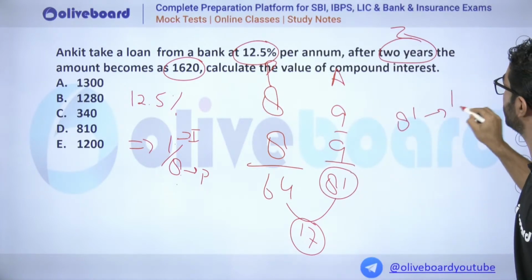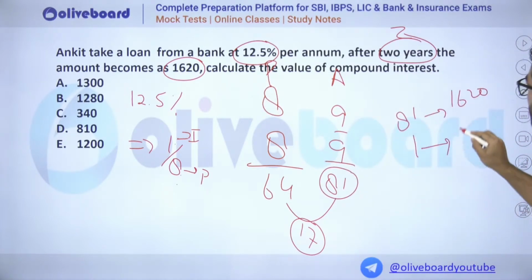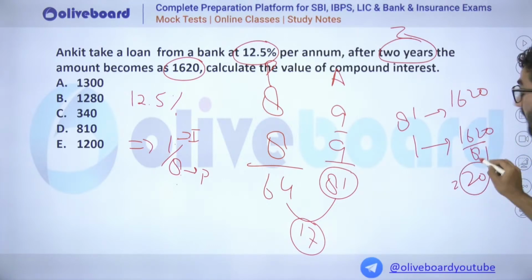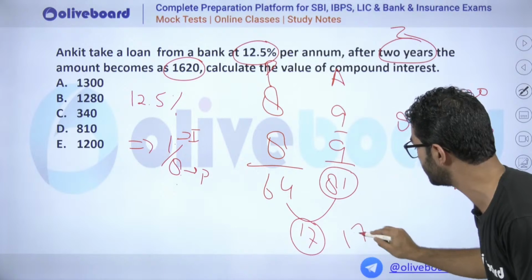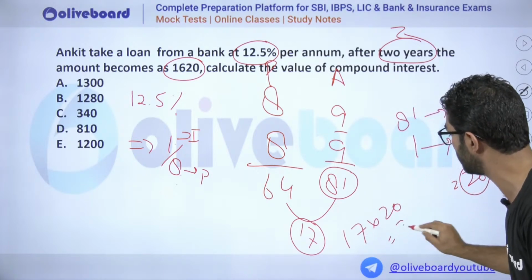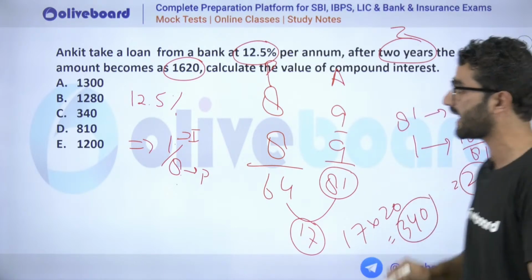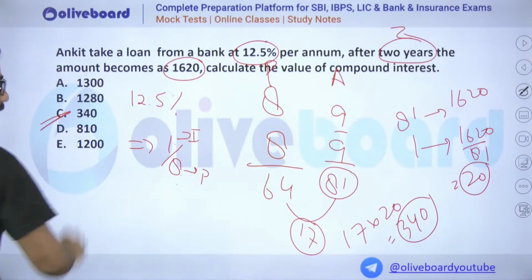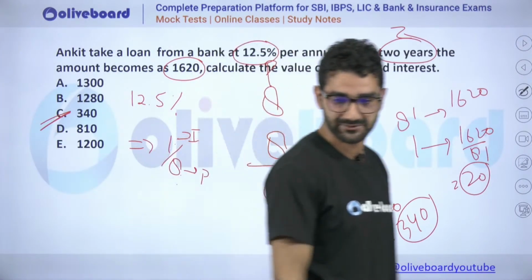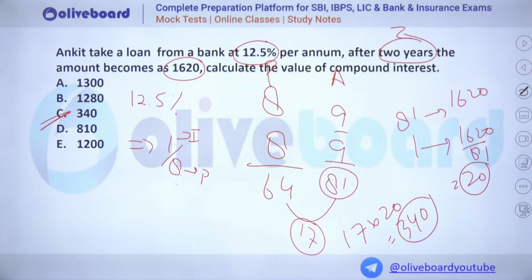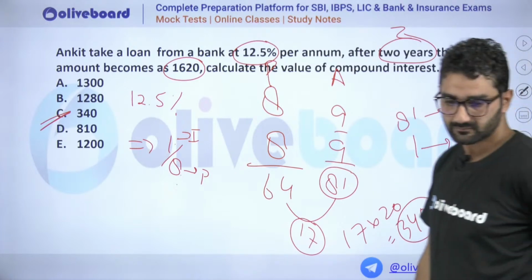81 was given as 1620. So 1 ratio will be 1620 upon 81, that is 20. If 1 ratio is 20, then 17 ratio is 17 into 20, which is 340. Hope this is clear to everyone.